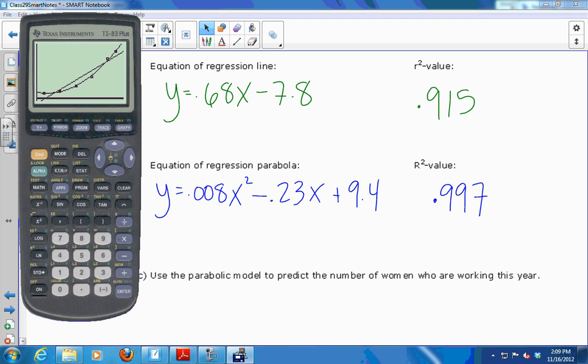And it makes sense that a line would not be a good model for this particular data set because a line means constant, steady growth. But the number of women in the workforce is not increasing at a constant, steady rate. It's increasing faster and faster. The number of women enjoying the workforce is a bigger number every year than it was the previous year. So it makes sense that we should use a quadratic that goes up faster than a line does.